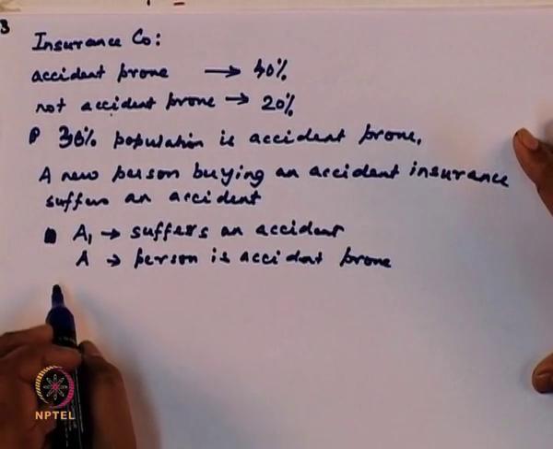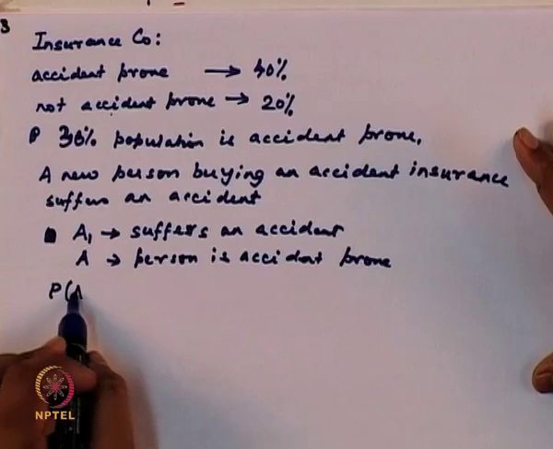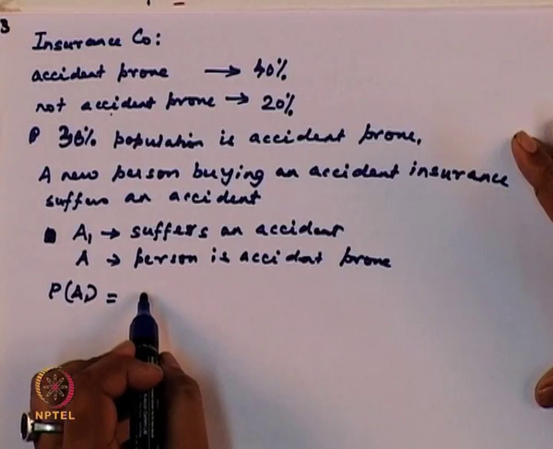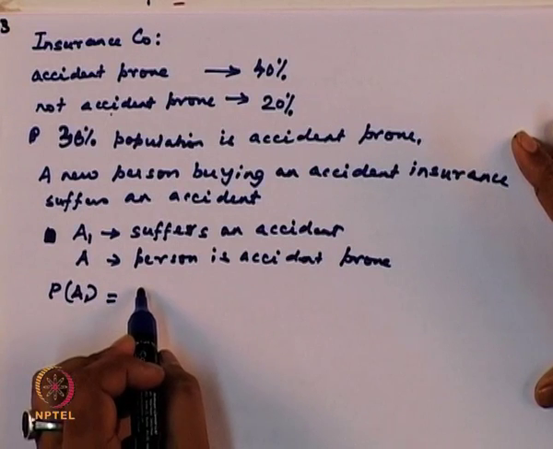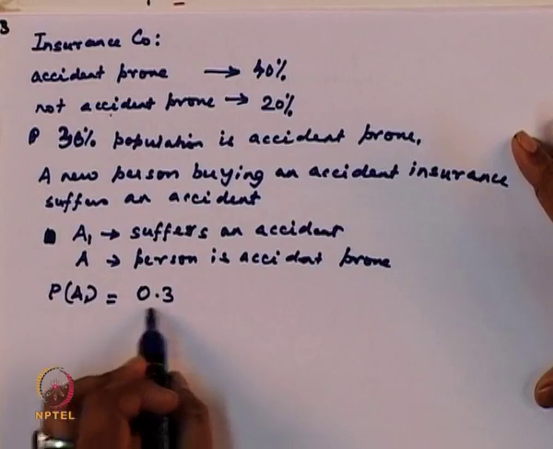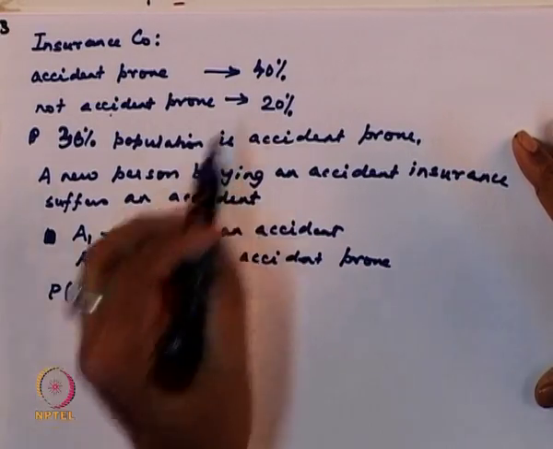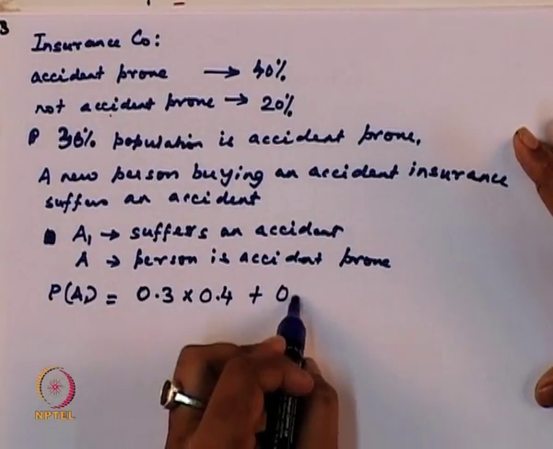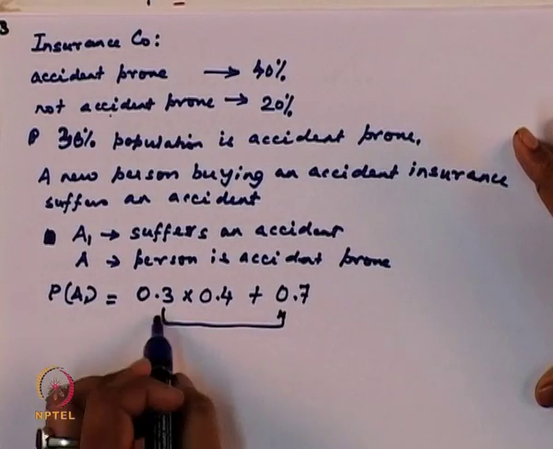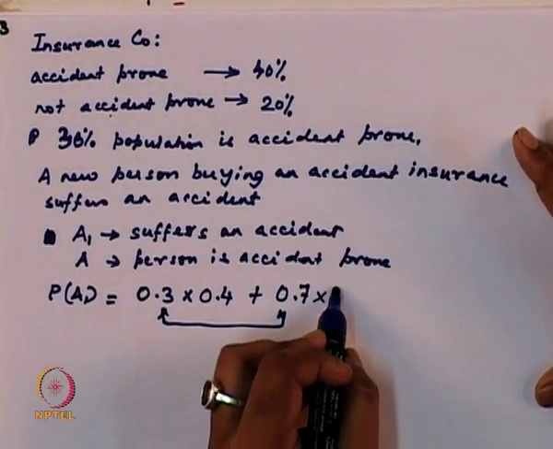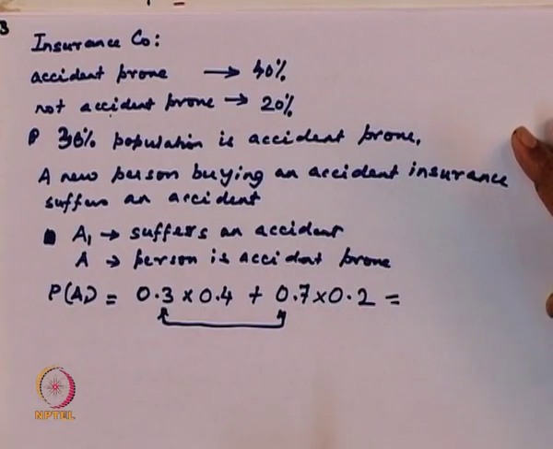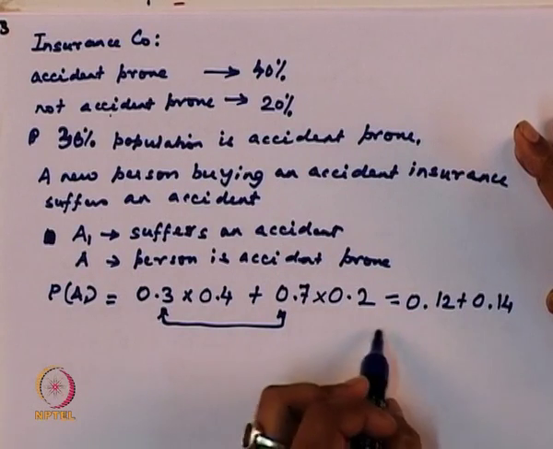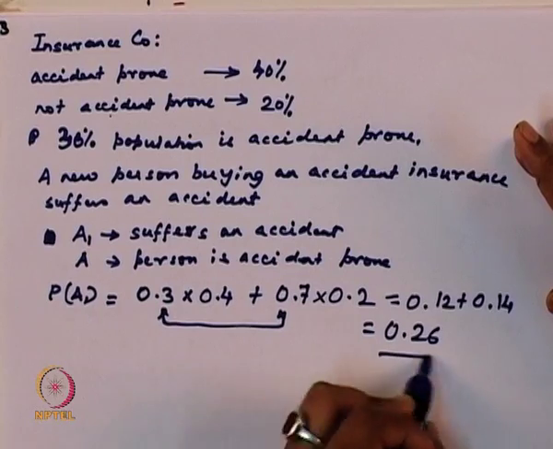So, I want to calculate the probability of A1, which I can write in terms of whether the person is accident prone. 30% of my population is accident prone, and with 0.4 probability they will have an accident, and for the remaining 70%, these being complementary events, the chance of having an accident is 0.2. So, this gives me an answer of 0.12 plus 0.14 equal to 0.26.